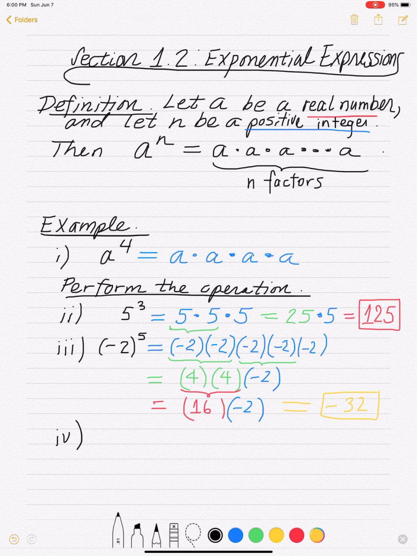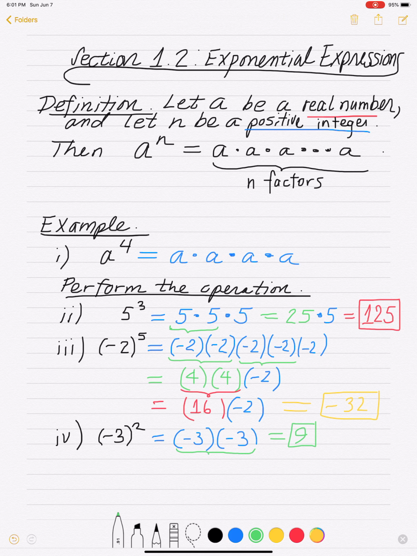Number 4 example. Let's say I have negative 3 in parentheses to the second power. This means we're going to multiply negative 3 by itself twice. So I'm going to take negative 3 times negative 3. Now, negative 3 times negative 3 is going to be positive 9, right? A negative times a negative is a positive. So we expect the answer to be positive because you have negative times negative.